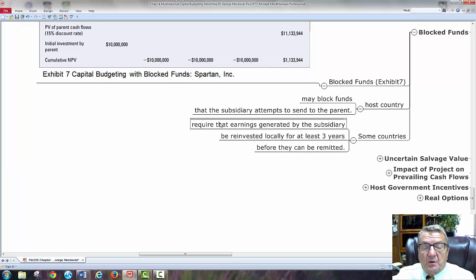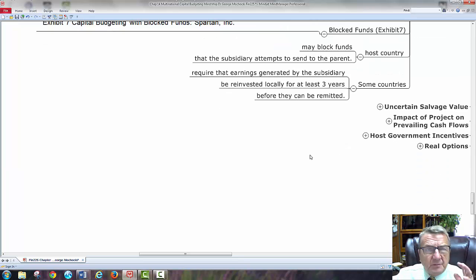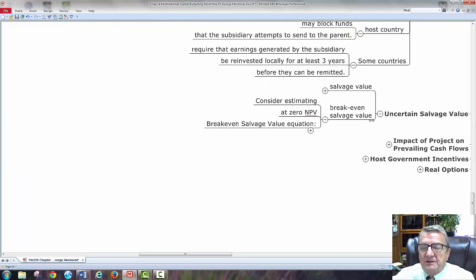Some countries require earnings generated by subsidiaries to be invested locally for 3 years, so I can't take anything out before they can remit it back. So that's something to think about. But that may be a good advantage if it's a growing economy. What's the difference? I'm making money there. And remember, the rules and the laws could always change, or I have a way of bringing it back out of this country, or converting the money into a product or something selling there and coming around the other way. Let's be realistic on this. There are other ways to come around.